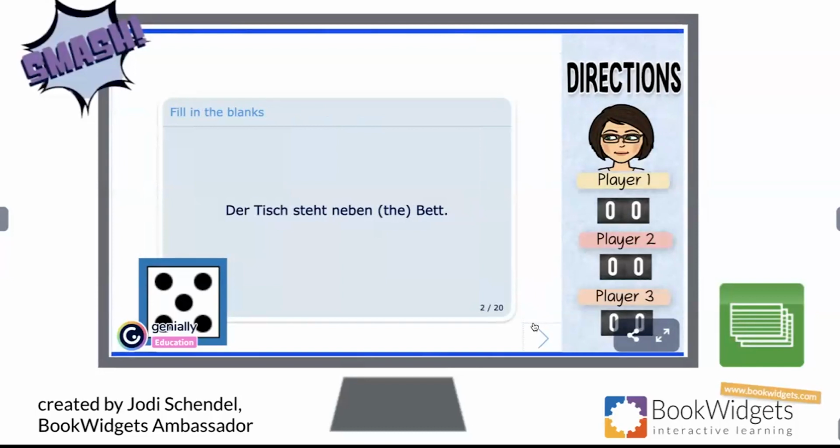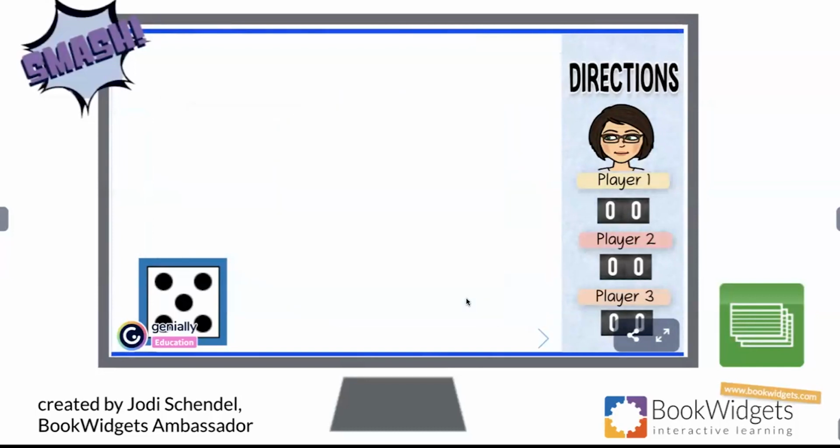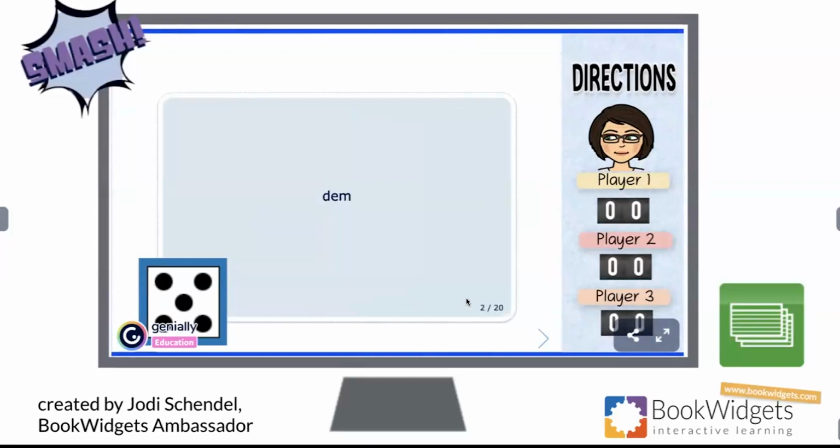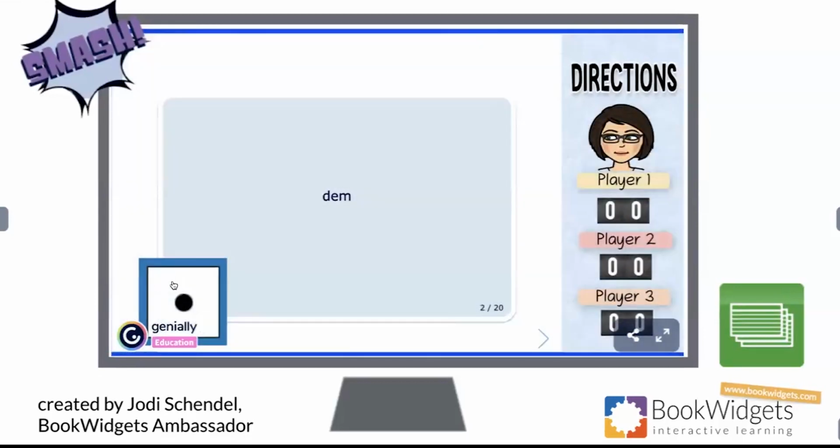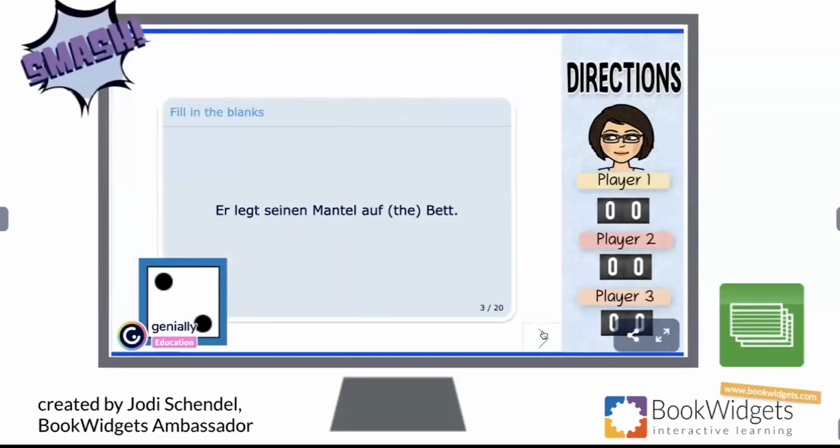This is an activity that I use often before a test. It's kind of a test review thing. And I like my kids to get up and move around because I think sitting too long is not good, especially for teenagers. So if you click on the directions there, you'll see how I play it. I have a group leader who has control of the Chromebook with the flashcards and the Genially, and they swing it around so all players can see. Then the players answer in secret on a whiteboard, and then the group leader rolls the die, and everybody who had the correct answer on their whiteboard is rewarded with those points.